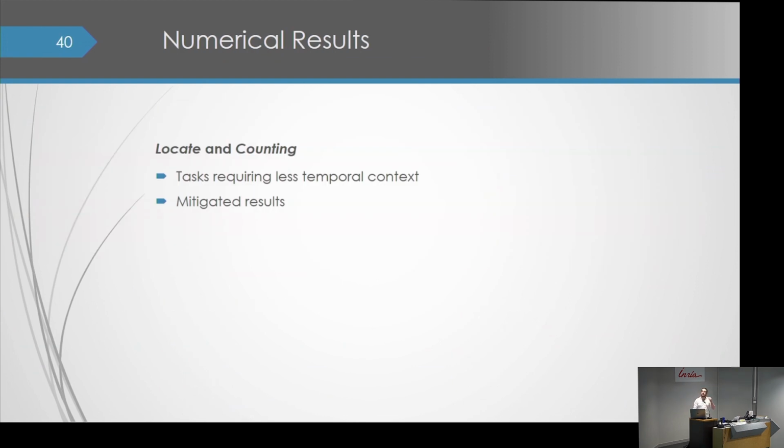Numerical results show that for locate and counting tasks, so basically tasks which required mostly exploration at one time point, and that did not really require temporal context, we got mitigated results. So basically classic methods could just work the same way.